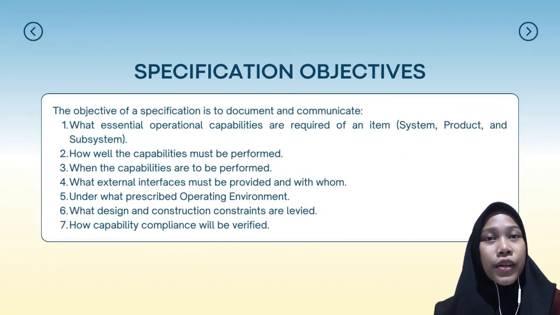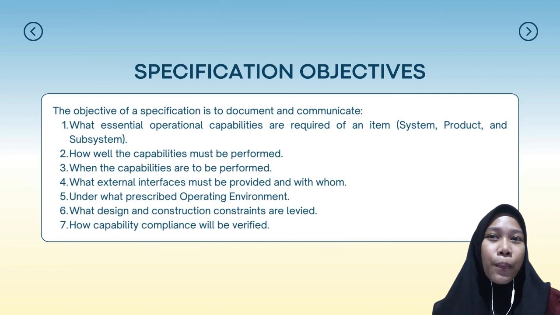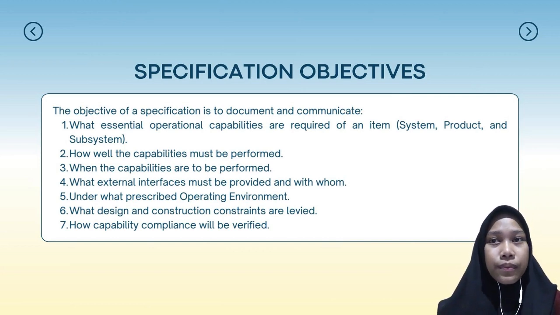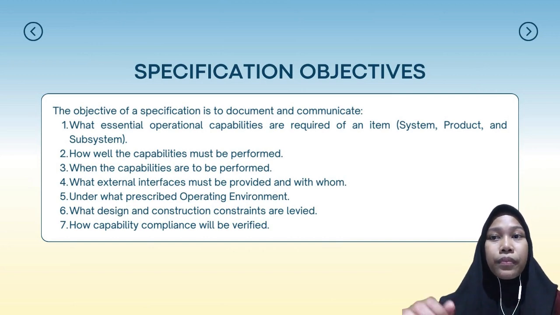Next are specification objectives. The objective of a specification is to document and communicate, first, what essential operational capabilities are required of an item, whether system, product, or subsystem. Second, how well the capability must be performed. Third, when the capabilities are to be performed.